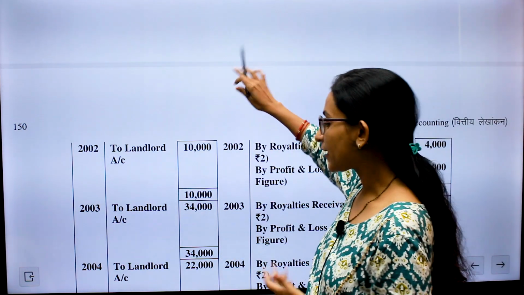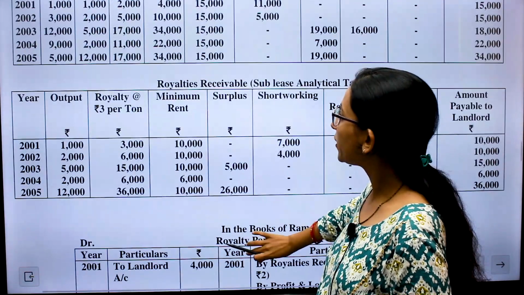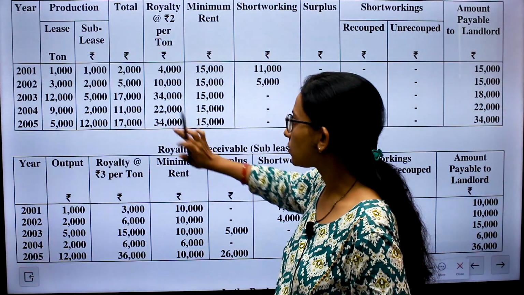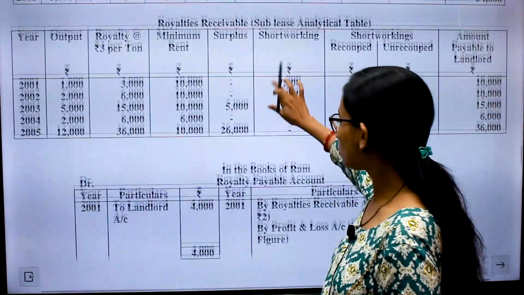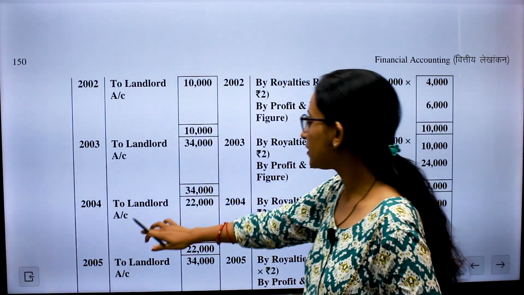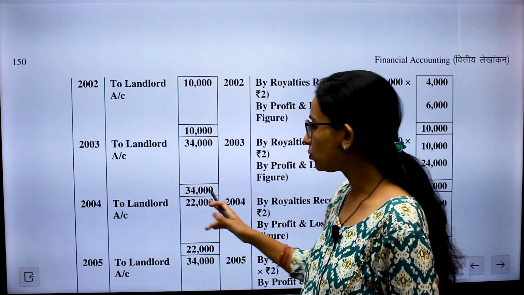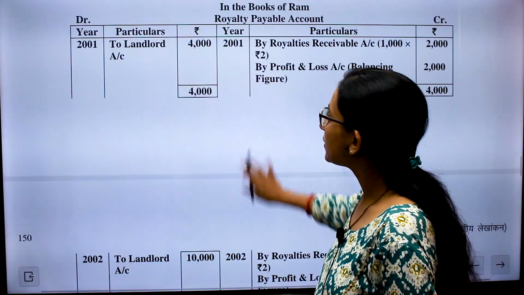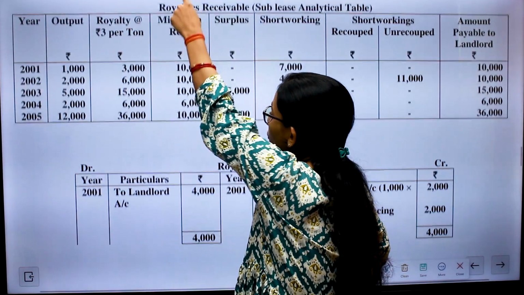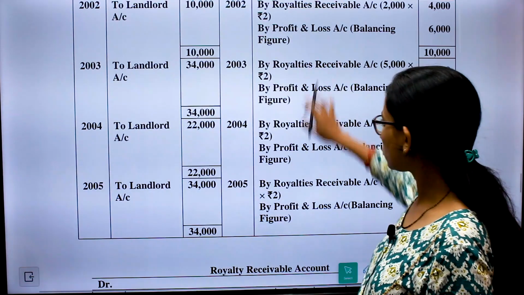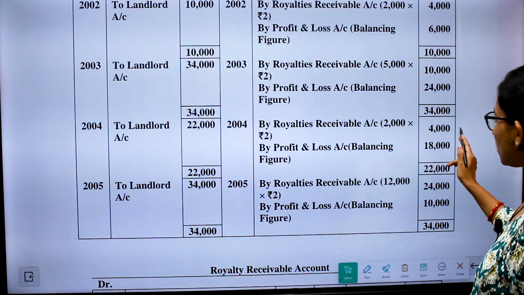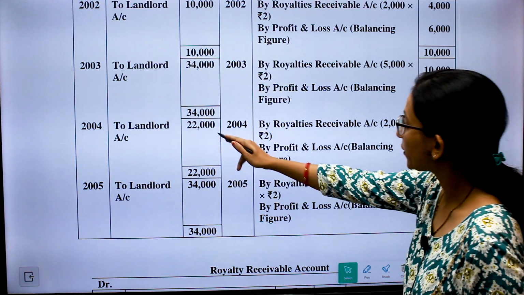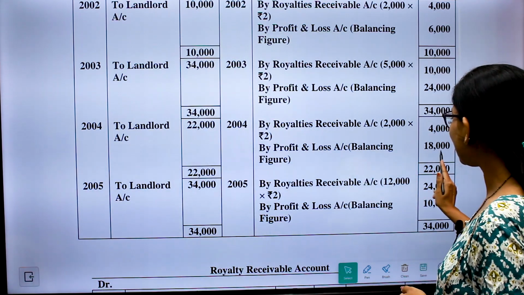In the fourth year, again the same, Ram is liable to pay 22,000. The royalty amount is 22,000 in 2004. So he will debit the landlord with 22,000, and the royalty he is receiving from Gopal is 2,000 into 2 per ton, that is 4,000. He is receiving this 4,000 from Gopal, and when we deduct 4,000 from 22,000, the balance amount will be 18,000.